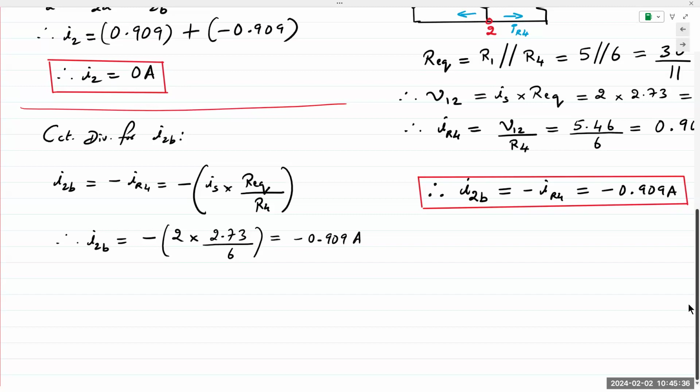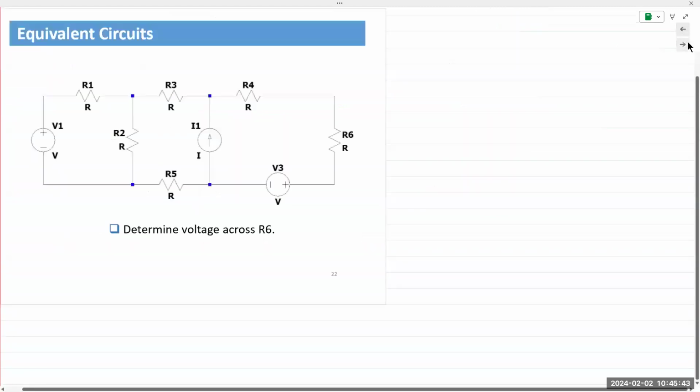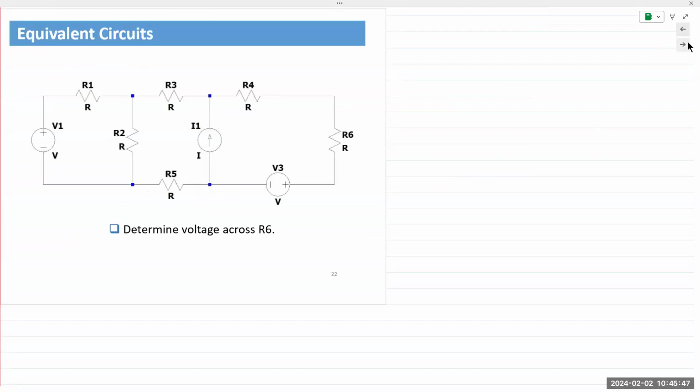Any questions on this? Nothing, right? All right. So then let's talk about equivalent circuits. Very important topic in circuit analysis. You don't have to draw the circuit. You don't have to write it down. You don't have to do anything.